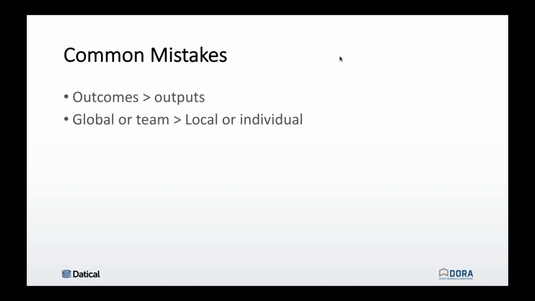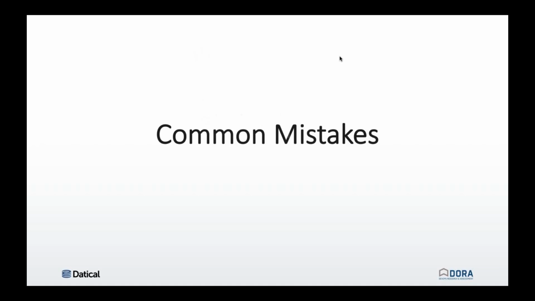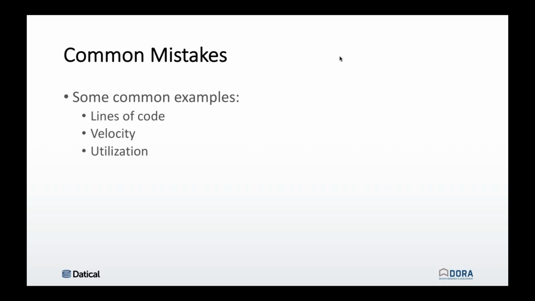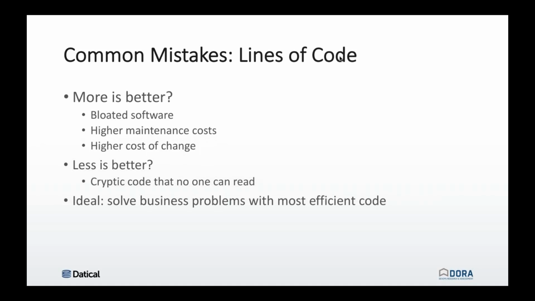Okay, brilliant. So everybody keep that in mind. Outcomes over outputs, global or team measures over local or individual measures. These are the most common mistakes that I see in productivity. Lines of code, velocity, and utilization. It's so funny. As we look through lines of code, people are like, well, Nicole, you're crazy. Here's the thing. People come to me, so working in DORA, we do a lot of stuff around assessment, right?